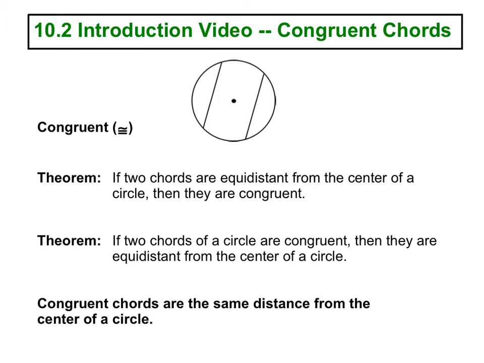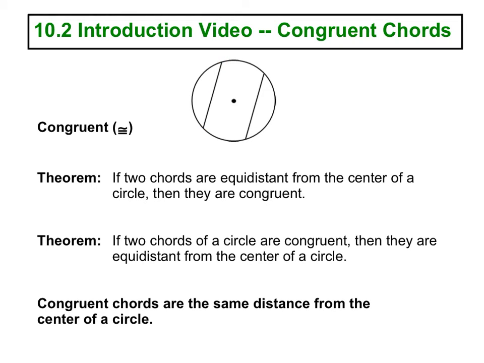In lesson 10.2, we're going to talk about congruent chords. We have a couple theorems that go along with this idea. Just a reminder, there's our congruent symbol, and here we have two chords in our circle. Remember, a chord does not pass through the center of the circle, but goes from one edge of a circle to another edge of a circle, or from one point on a circle to another point on a circle.